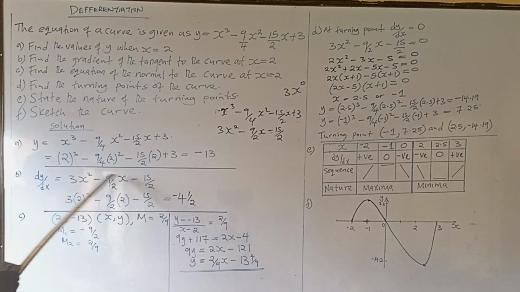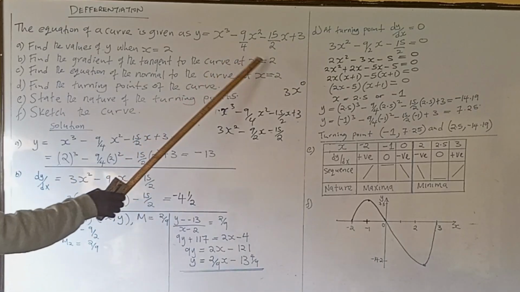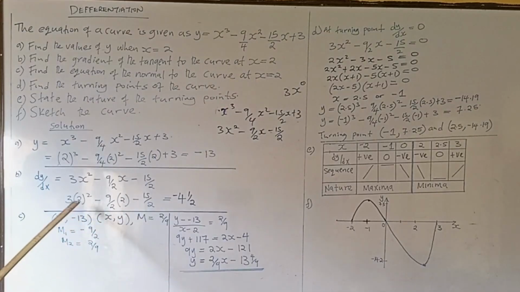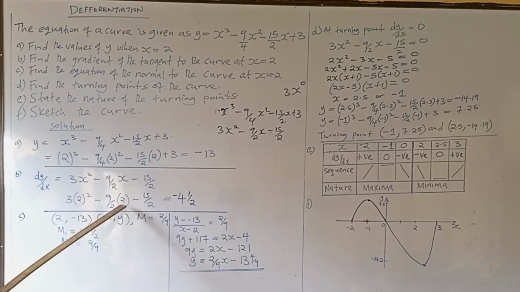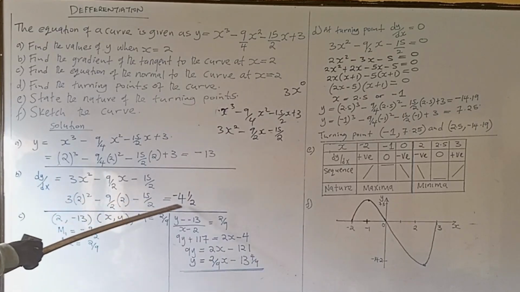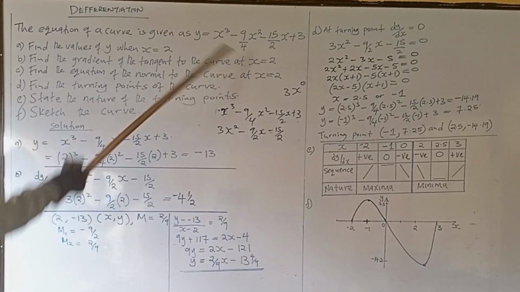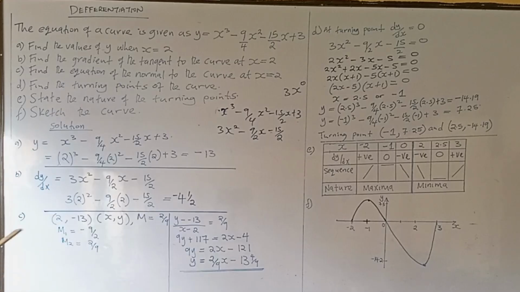So we have been told to get gradient at x = 2. So we just replace where there is x, we put 2. So 3 into 2 squared minus 9 over 2 into 2 minus 15 over 2 will give you negative 4.5. So this is the gradient of the curve at the value 2.